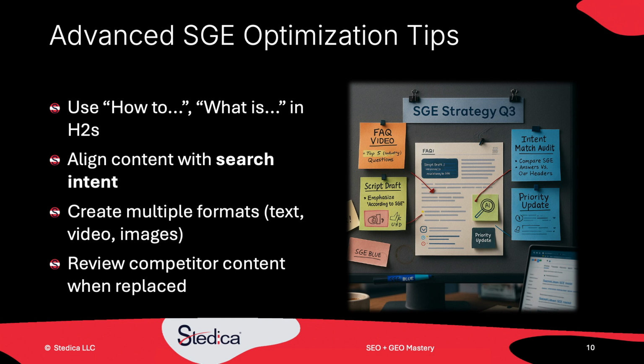7. Advanced tips for SGE optimization. Target question-based keywords. How to, what is, why should I? Focus on user intent. Make sure your content actually answers the user's question directly. Optimize for multiple formats: text, images, and videos. If SGE is showing a video, create a high-quality video guide. Test different answer formats: lists, tables, direct answers. See which works best. Continuously update your content. If a competitor replaces you in SGE, review their content to see what they did better.